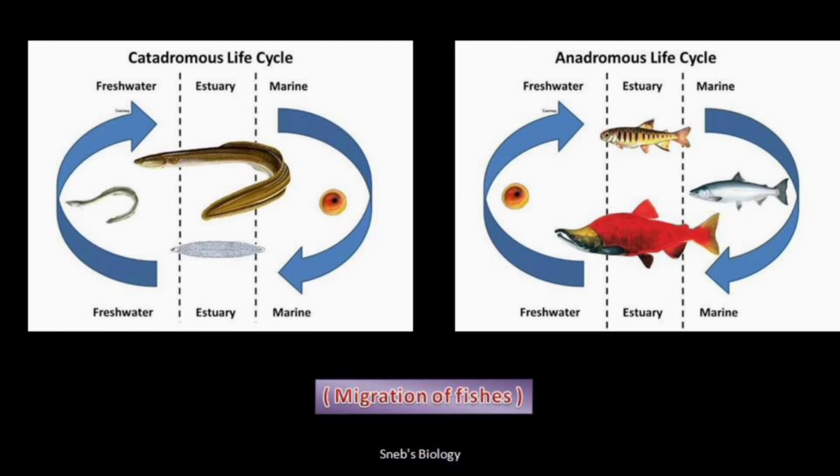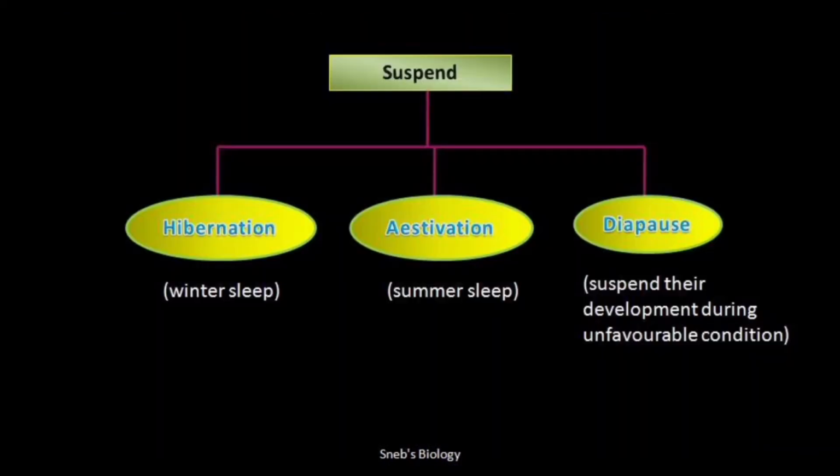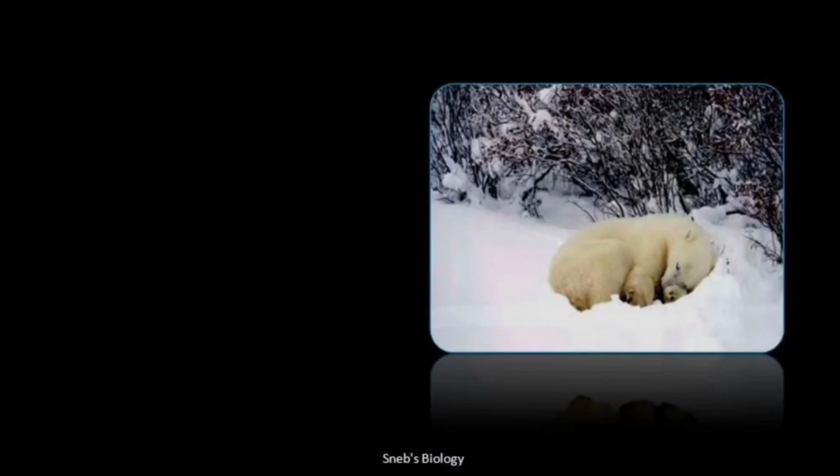Okay, so by changing the place where these animals live, they are able to cope up with the changed abiotic conditions. So they can show migration. Next, the fourth response is known as suspend. In suspend, we will talk about three things. First one is hibernation. So hibernation is commonly known as winter sleep. Animals like polar bears, they go for this winter sleep or hibernation period.